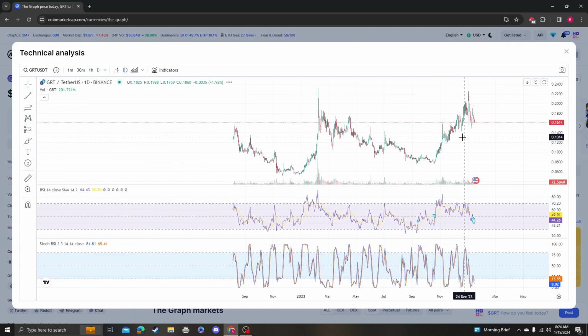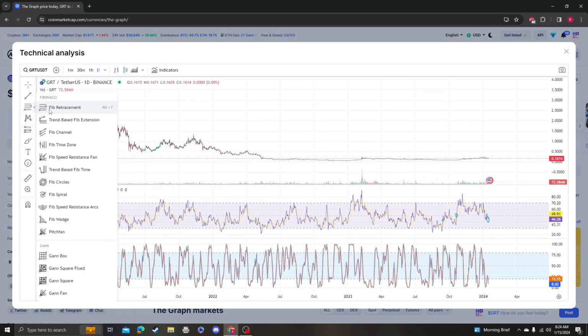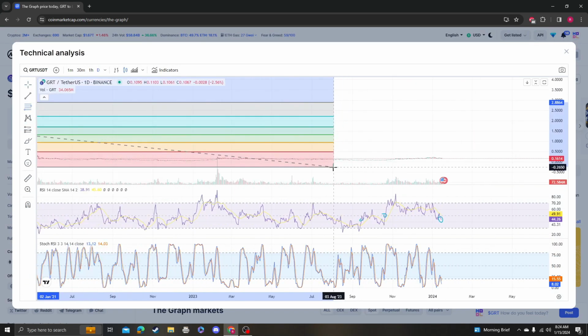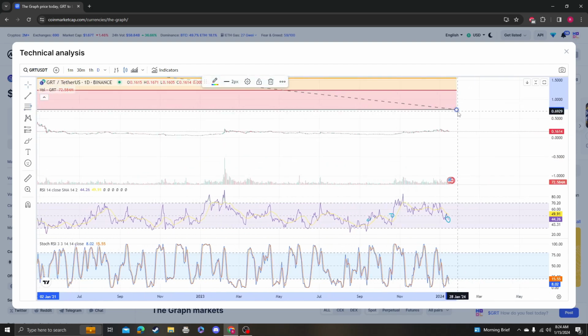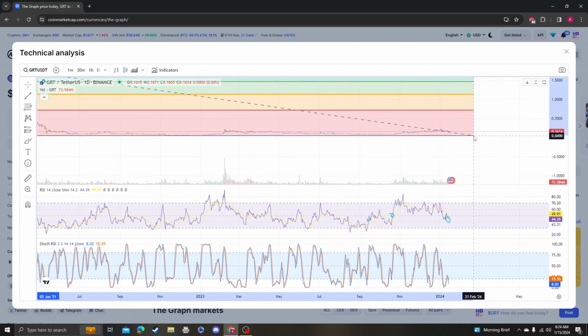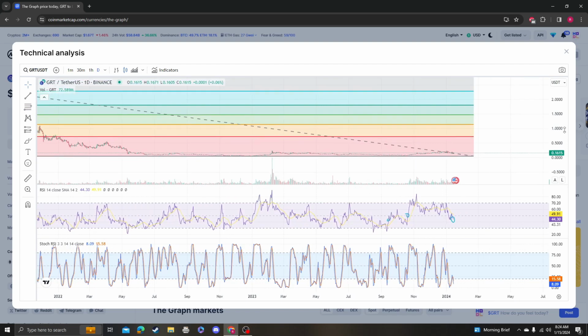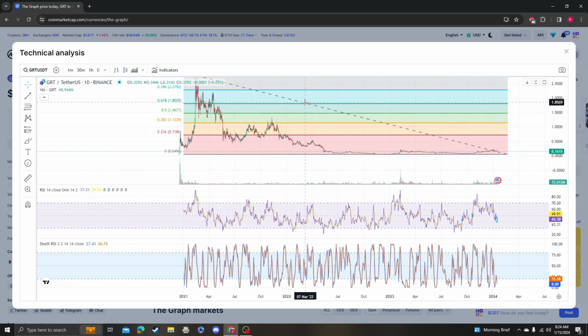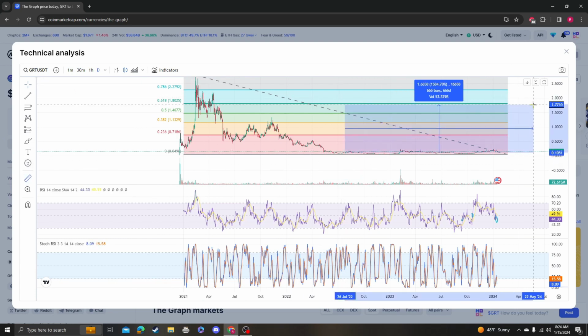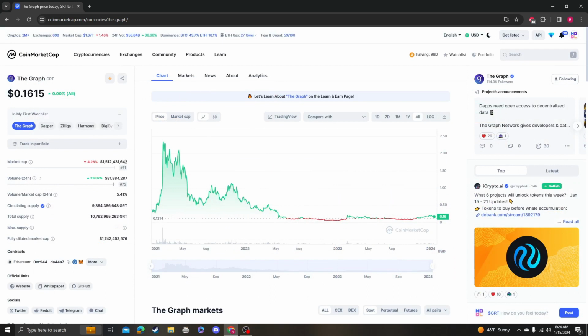That's usually what happens when these coins fall by so much: the 0.618 retracement all of a sudden becomes out of reach. So for The Graph to be considered macro bullish, it needs to get above 0.618, which is $1.80, which would be a 15x from the current price, and a 15x would clearly put this at around a 20 billion market cap.